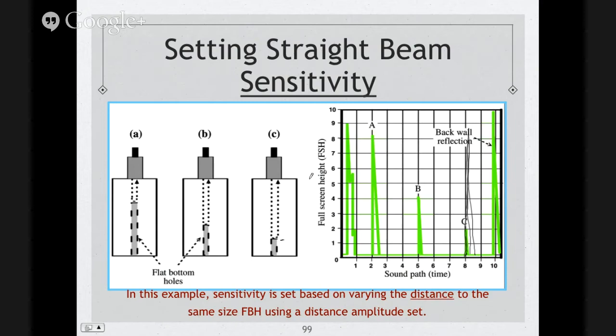And so if you were to draw a line of these different things, it's called a DAC curve. DAC curve means distance, amplitude, curve. Distance, amplitude, curve.